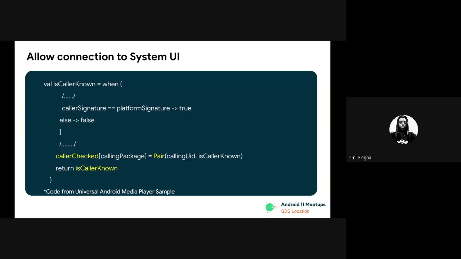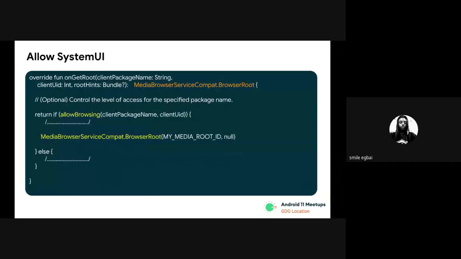And if you check across this signature, you would be able to use this snippet to allow connections to the UI. Though if you don't have any problem with allowing other apps to connect to your media player, then this won't really be necessary for you. But if you want to keep your media secluded only to your app, then you would need to use this check to make sure only the Android system can actually connect to your media browser.